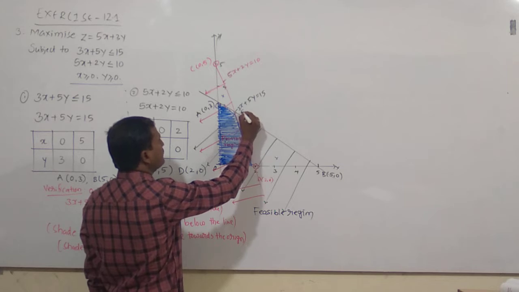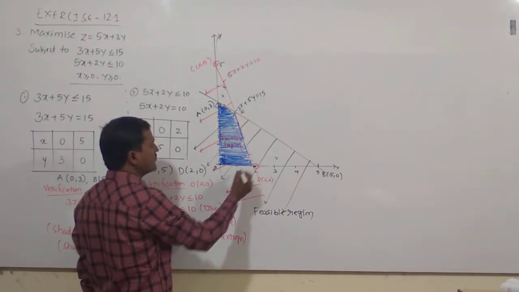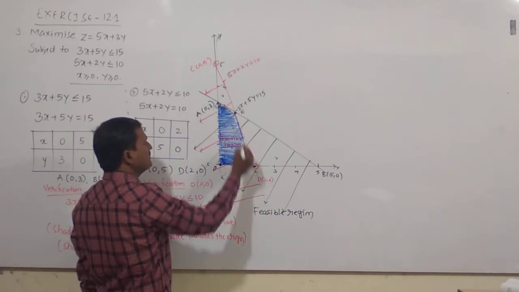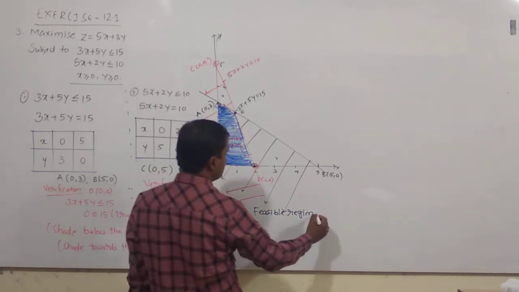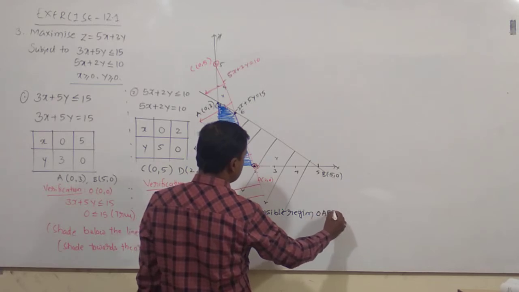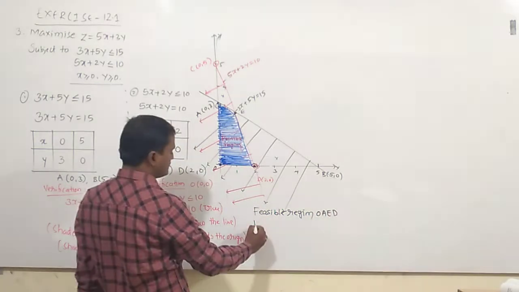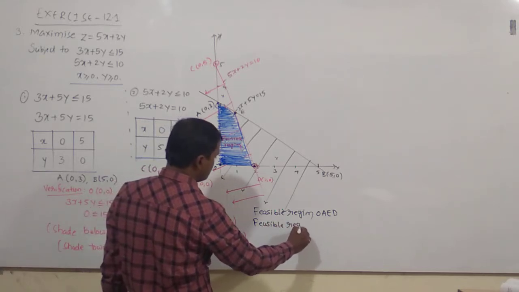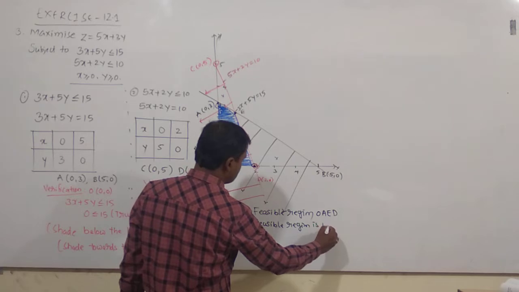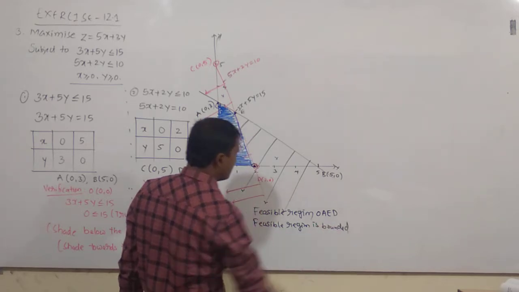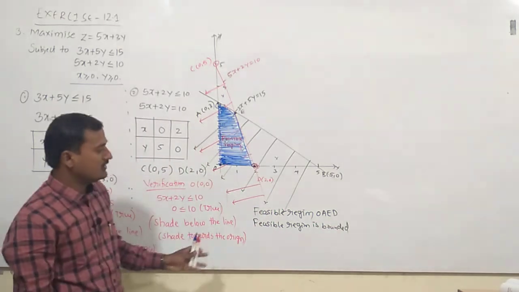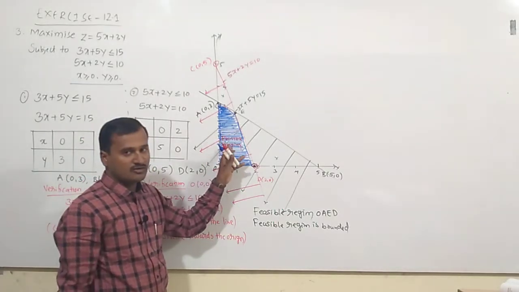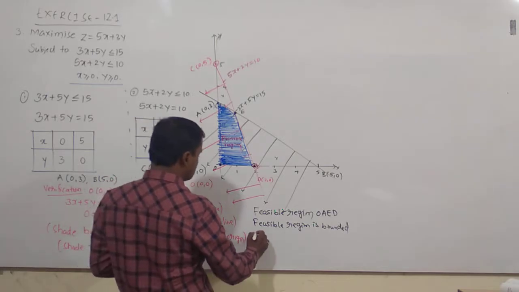Here we'll take one more point, that is E, and this is a point D. O A E D. Okay, feasible region is O A E D. Again, feasible region is bounded. Okay, so we already know that feasible region is bounded or unbounded. Its solutions always exist at the corner points. So here we'll write the corner points.